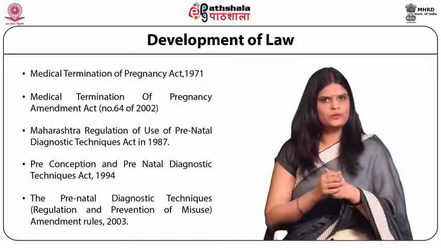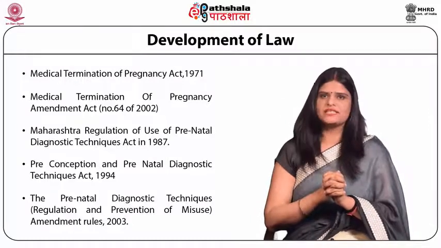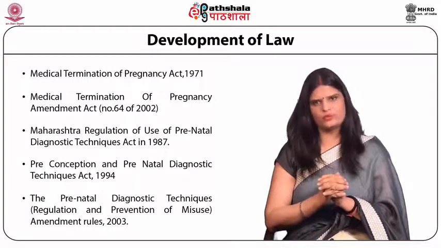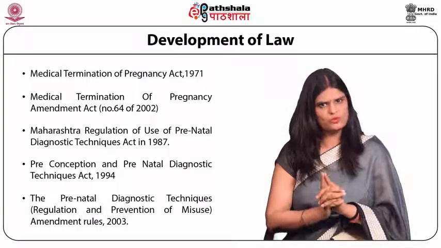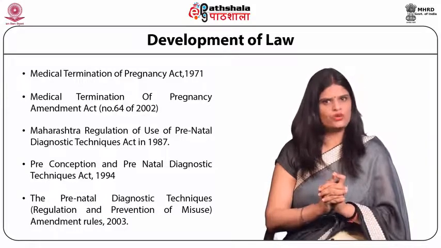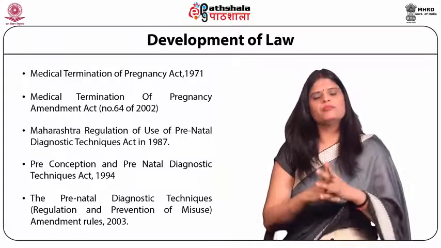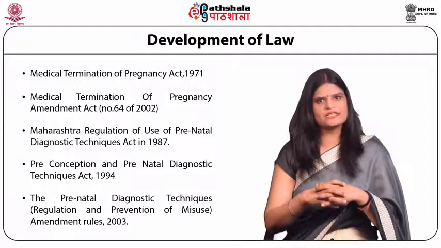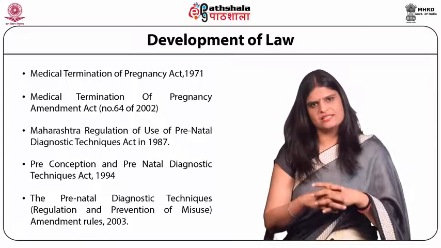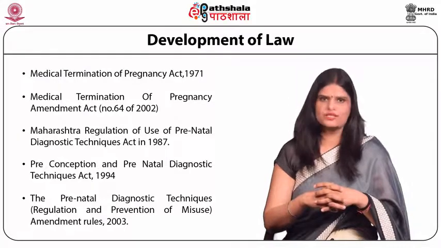So now I will let you know the list of all laws that we have on female feticide. The first law that we have is the Medical Termination of Pregnancy Act 1971. Then came the Medical Termination of Pregnancy Amendment Act 2002. Then we have the Maharashtra Regulation of Use of Prenatal Diagnostic Techniques Act 1987. Another important law on female feticide is the Preconception and Prenatal Diagnostic Techniques Act 1994. And the latest is the Prenatal Diagnostic Techniques Regulation and Prevention of Misuse Amendment Rules 2003.